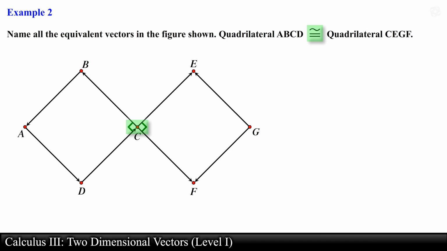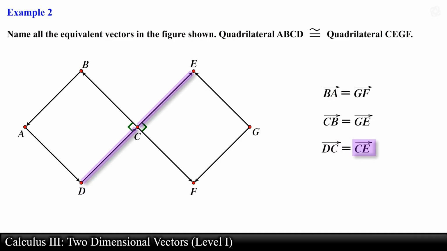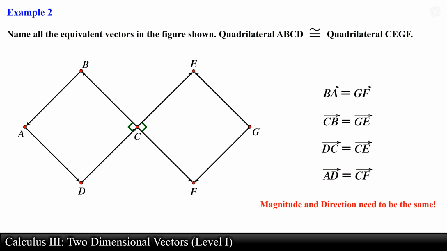Also, since right vertical angles form at point C, the corresponding sides of the quadrilaterals are also parallel to one another. With this information, we can conclude that vector BA is equivalent to vector GF. Vector CB is equivalent to vector GE. Vector DC is equivalent to vector CE. And vector AD is equivalent to vector CF. Keep in mind that both the magnitude and direction of the vectors need to be the same.